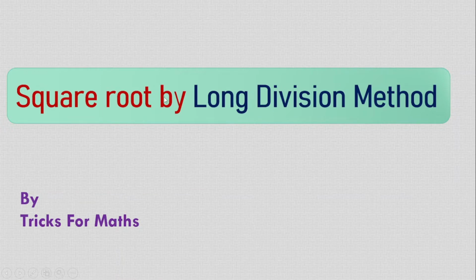So directly we will move to some problems regarding square root by long division method. As a first problem, I am taking here 3249. There are four digits. First step is we need to make groups of two digits, starting from right hand side. That is 49 one group and 32 is one more group.